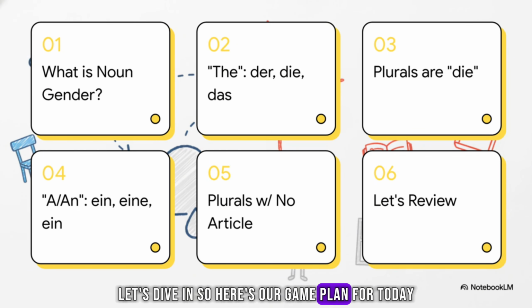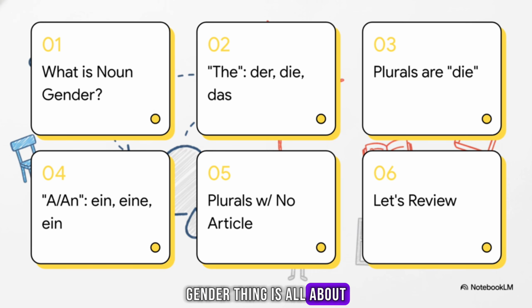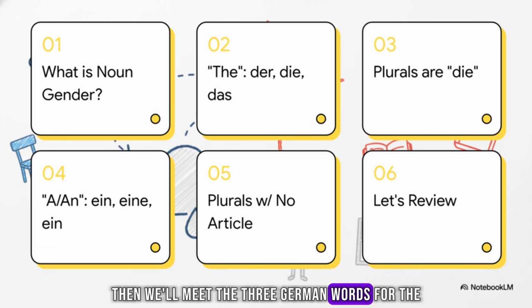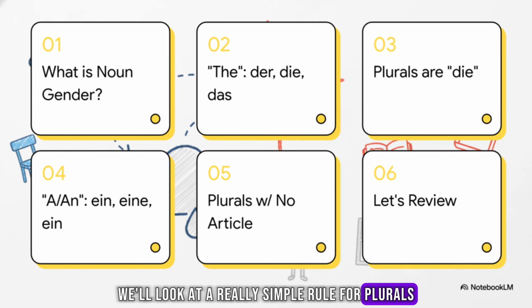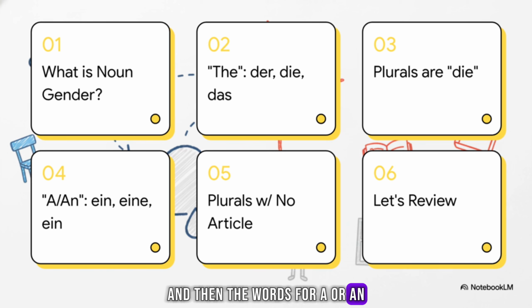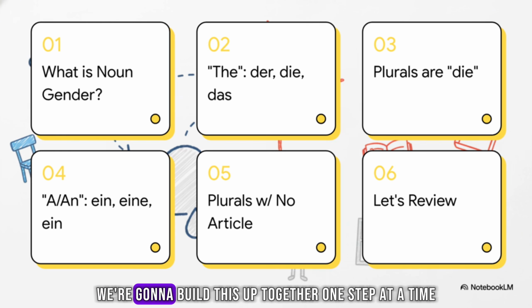So here's our game plan for today. We'll start by figuring out what this whole noun gender thing is all about. Then we'll meet the 3 German words for the. After that, we'll look at a really simple rule for plurals, and then the words for a or an. And to finish, we'll do a quick review to make sure you've got it. We're going to build this up together, one step at a time.